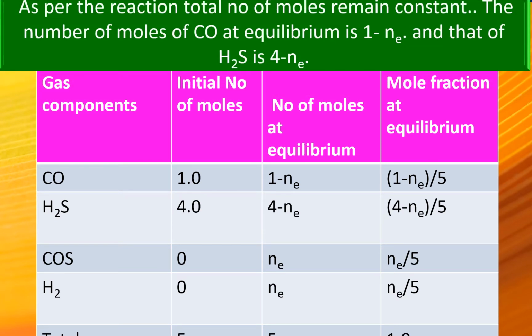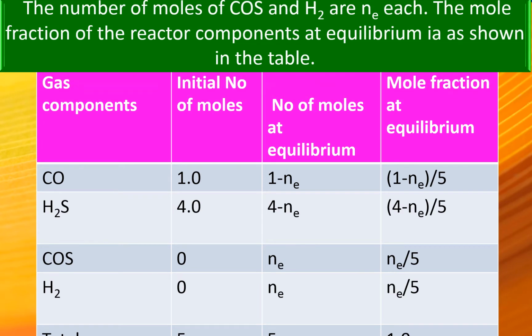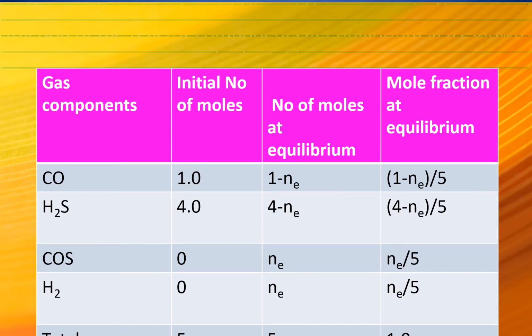As per the reaction, total number of moles remains constant. The number of moles of CO at equilibrium is 1 minus Ne, and that of H2S is 4 minus Ne. The number of moles of COS and H2 are Ne each. The mole fraction of the reactor components at equilibrium is as shown on the table.